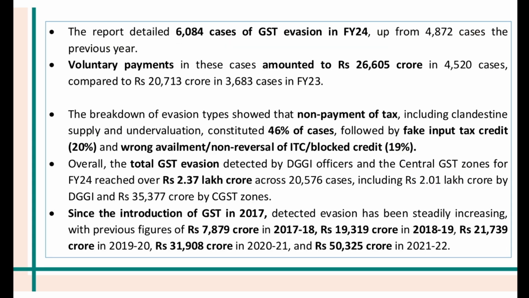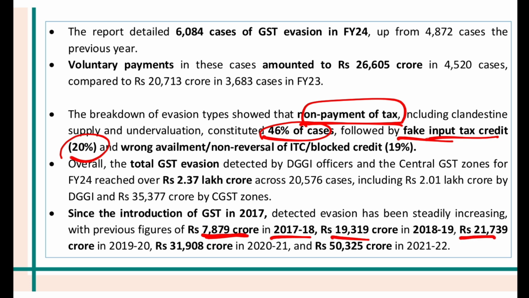So what was the highest type of GST evasion? That is non-payment of tax. 46% of the cases was non-payment of tax. 20% of the cases were fake input tax credit, right? Fake input tax credit. And the GST evasion is continuously increasing. You can see it was just approximately 8,000 crore in financial year 18, then 19,000 crore, then 21,000 crore, 31,000, 50,000 crore, and now you can see it has crossed 2 lakh crore.